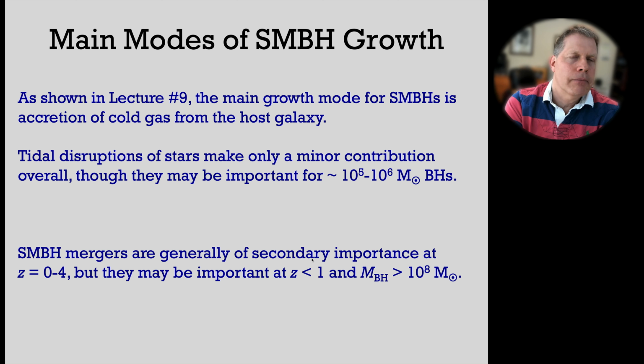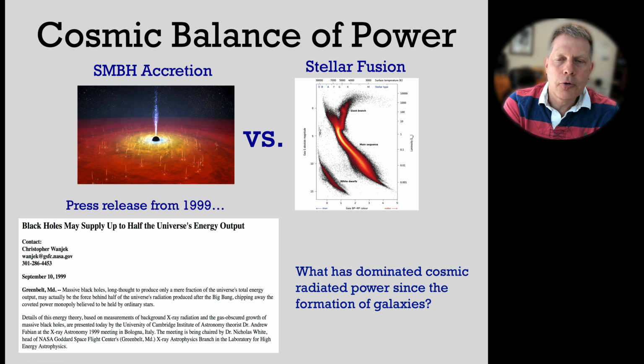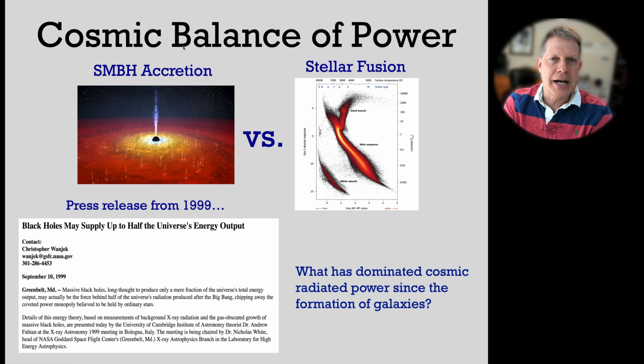Okay, I will then end by addressing one other topic, and this is the topic that I alluded to earlier, of the cosmic balance of power. That is, since galaxies formed, you can ask the question, well, what has dominated cosmic radiated power since the formation of the galaxies? Is it supermassive black hole accretion, or is it stellar fusion? Which of those produces most of the power since the galaxies put themselves together? And there's been a lot of uncertainty on this point over the years.